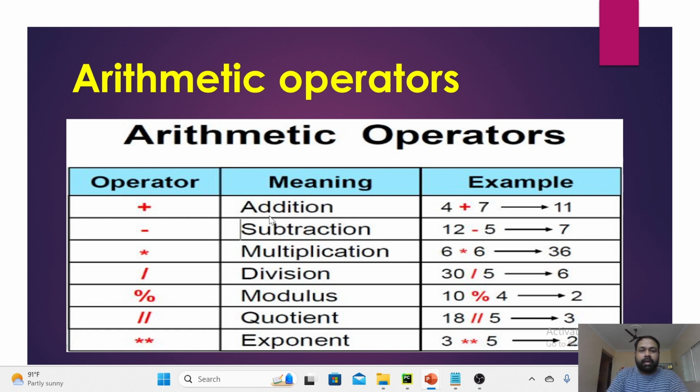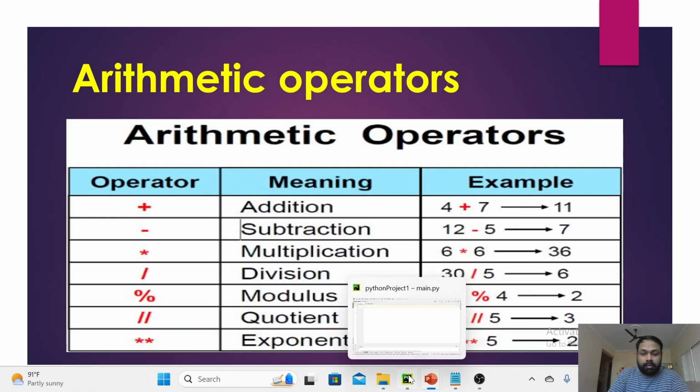Plus, which indicates addition. 4 plus 7 is nothing but 11. Minus, subtraction, right? 12 minus 5 is 7. Multiplication, division. And from here I will be explaining the programming examples also. Why? Because addition, subtraction, multiplication is common. The division, modulo, slash, double slash, and double star, these are the examples we are going to look at now.